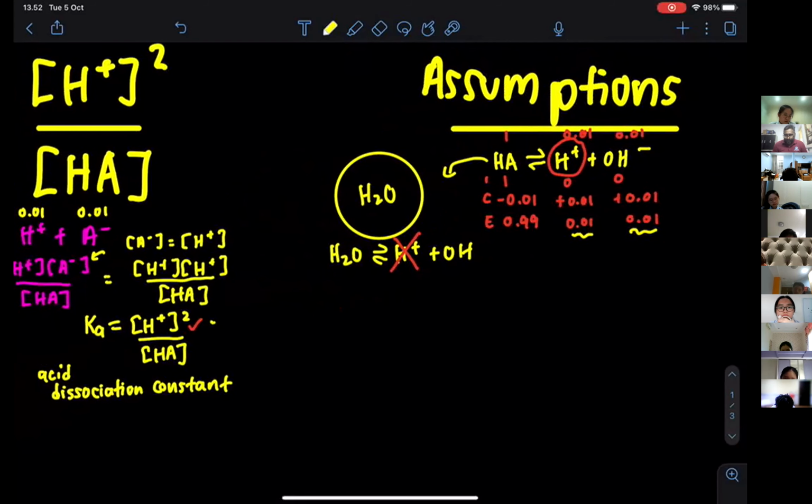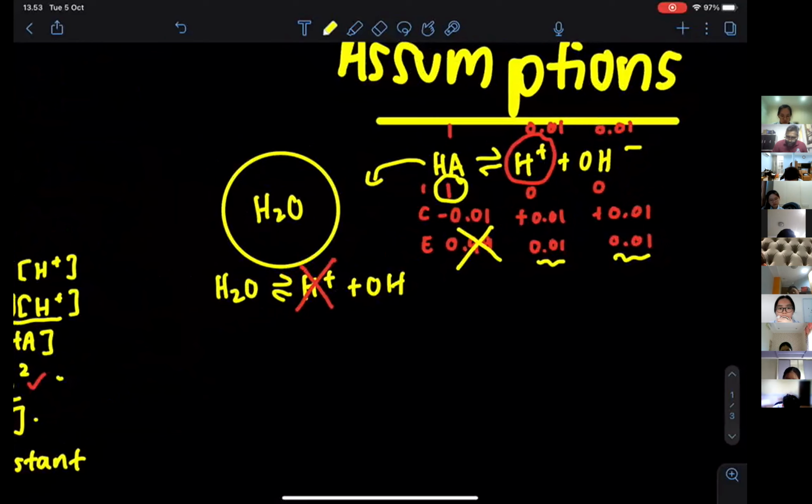But when we use the HA, we do not use 0.99. What do we use? We use 1. This is another assumption: the dissociation is too small. We ignore it, as if there is no dissociation at all. Instead of using 0.99, we take the initial concentration of HA. So that is another assumption. I hope you can understand this part, the assumptions, yeah?